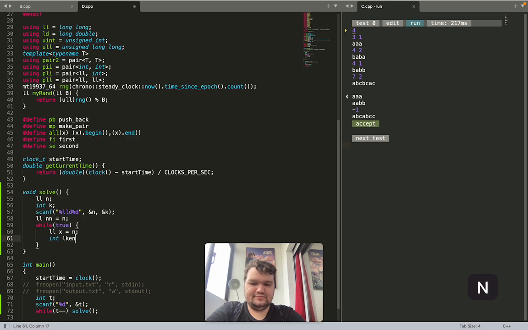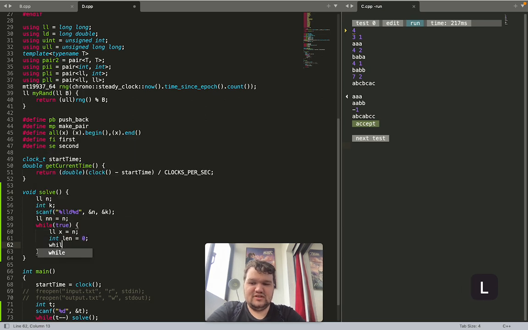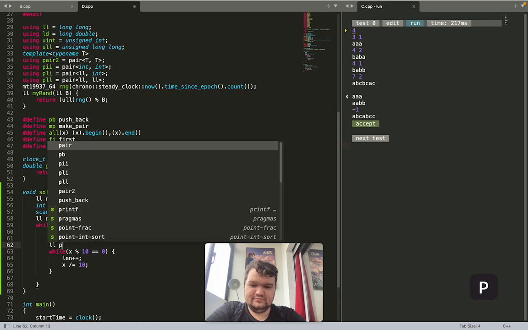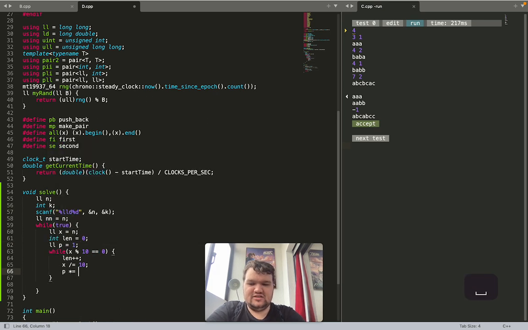len. So while my last digit is 0, increase len by 1 and remove the last digit. And let's also calculate the corresponding power of 10. It will be the length of our segment. So now I'm trying to solve the problem on this segment.